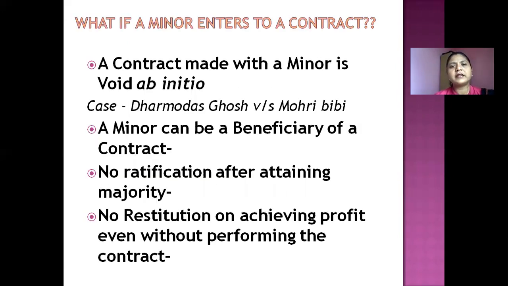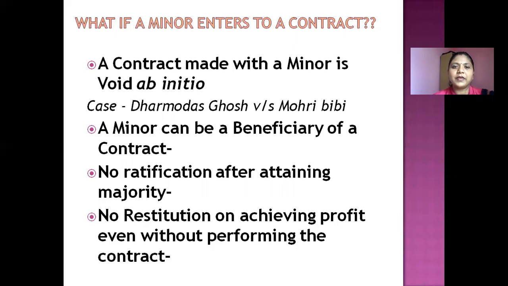What if a minor enters into a contract? We have to know that if a minor has any contract, what would be the effect of that particular contract? A contract made with a minor is void ab initio. Ab initio means from the very beginning. So a contract made with a minor is void from the very beginning it was made.